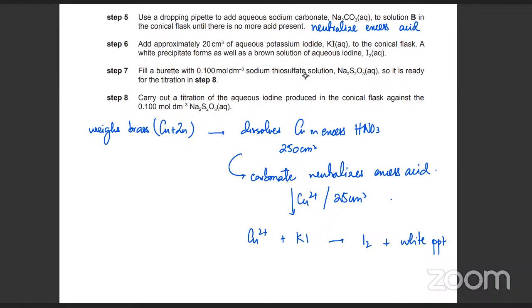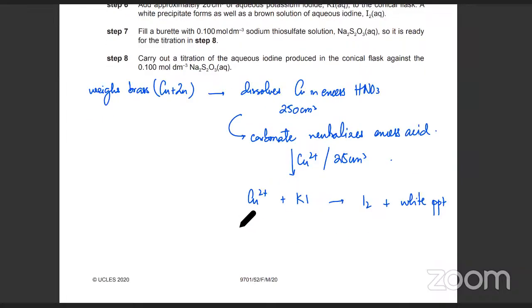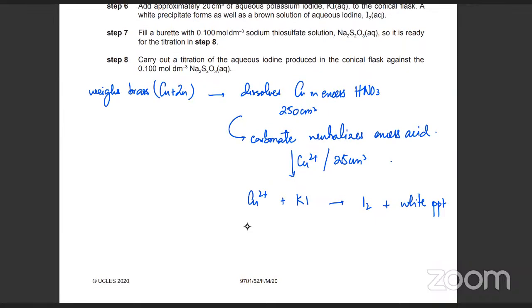And then he reacts. He fills a burette with 0.1 mol per dm³ thiosulfate, and he does a titration of the flask. So your titration now is done with this flask over here.